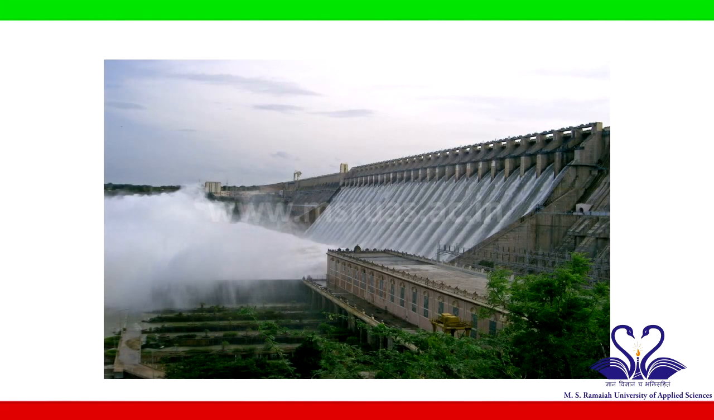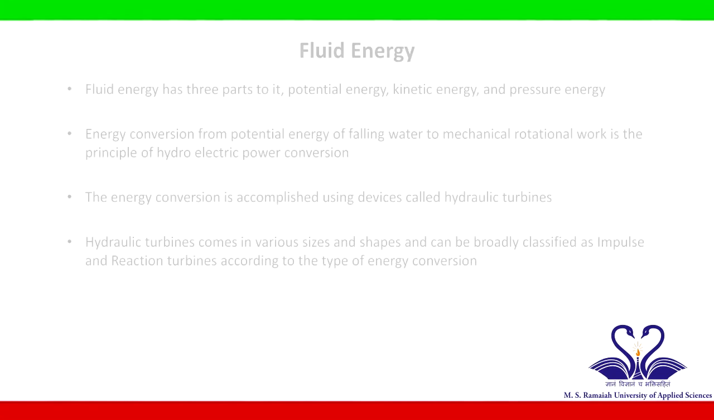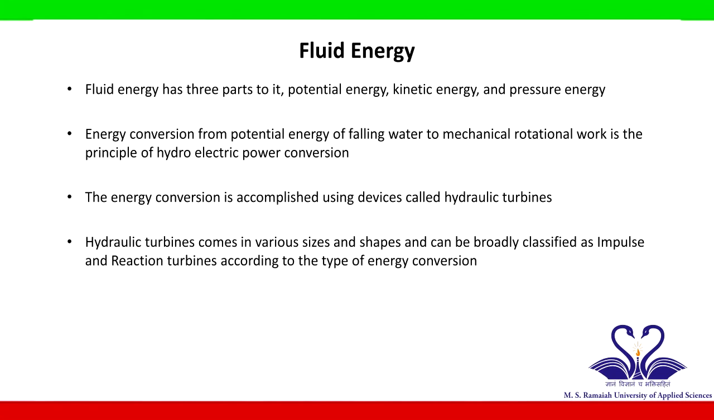Alternate to natural waterfalls, dams can be constructed in suitable geographic locations and power from stored water in the reservoir can be tapped. Fluid energy has three parts to it: potential energy, kinetic energy, and pressure. Energy conversion from potential energy of falling water to mechanical rotational work is the principle of hydroelectric power conversion. The energy conversion is accomplished using devices called hydraulic turbines.